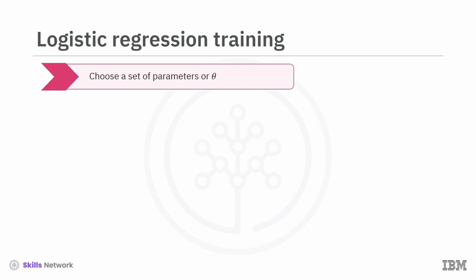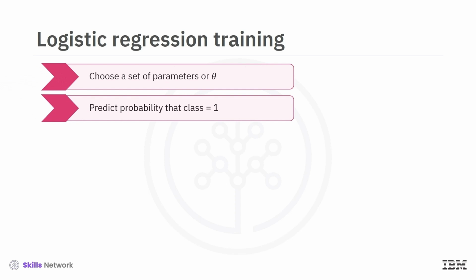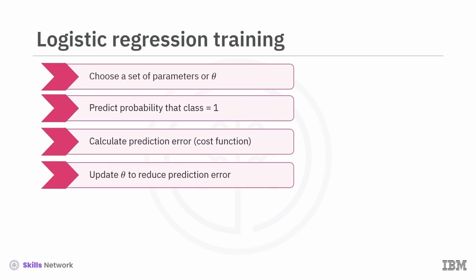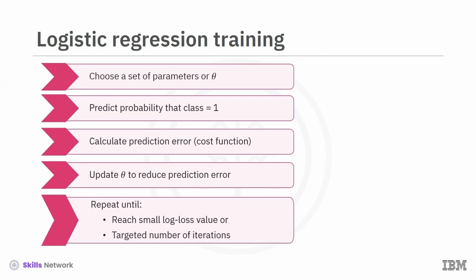This can be a random choice. You then predict the probability that the class is 1 for each observation of your data. The next step is to measure the error between the predicted classes and the actual classes. This error is called a cost function. You then determine a new theta that reduces the prediction error. Finally, you need to repeat the process until you reach a small enough value for the log loss or a specified maximum number of iterations.